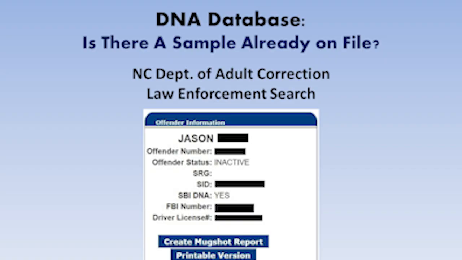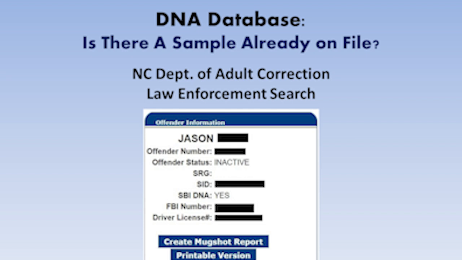If either response is yes, that means a sample is already on file and you do not need to collect a new sample. Another way to determine if a DNA sample is on file is to perform a search on the North Carolina Department of Adult Correction law enforcement site.